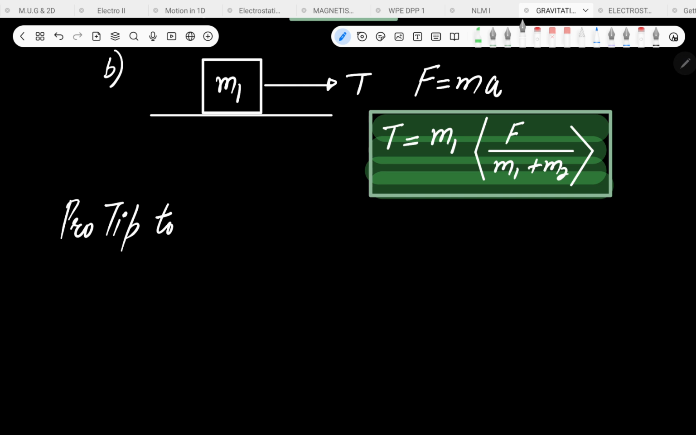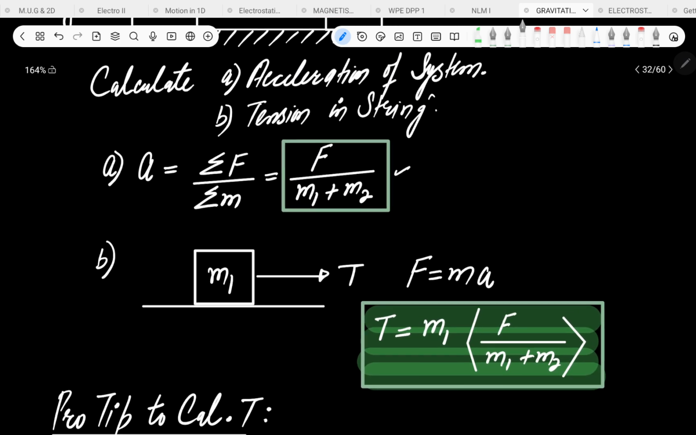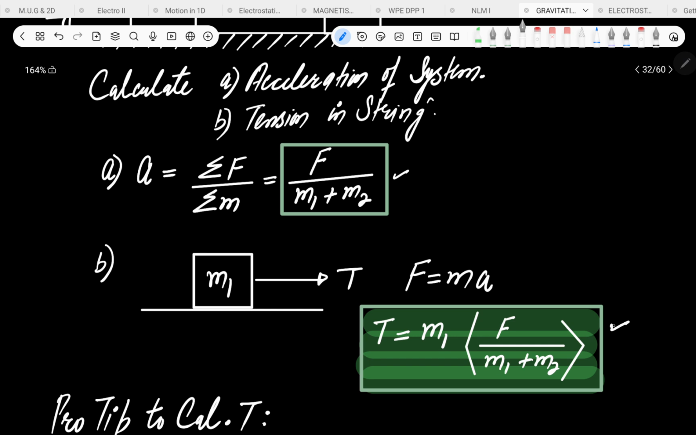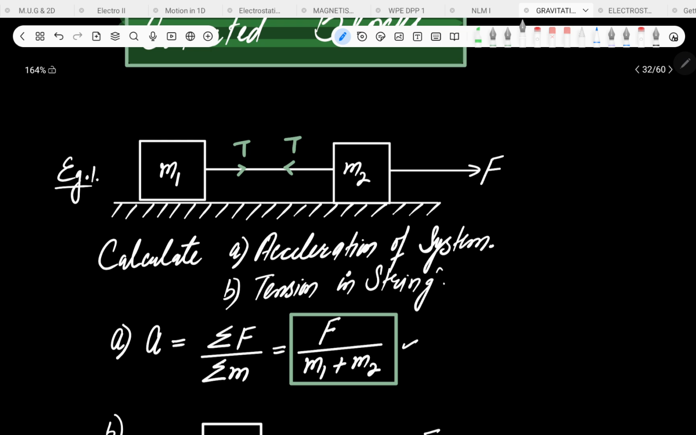To calculate T, to calculate tension in the string. And what's that? That's like this. See that, here the tension we got is M1 multiplied by F divided by M1 plus M2. Okay, so what is this M1?